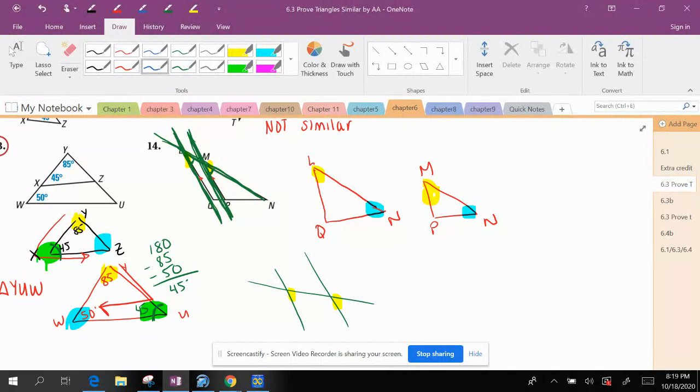So my similarity statement, I'll put the colors back on, then we can assume Q and P are congruent. Go to yellow, green, blue. Yellow, green, blue. So triangle LQN is similar to triangle MPN.